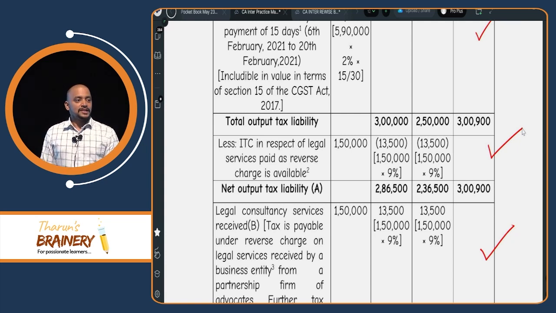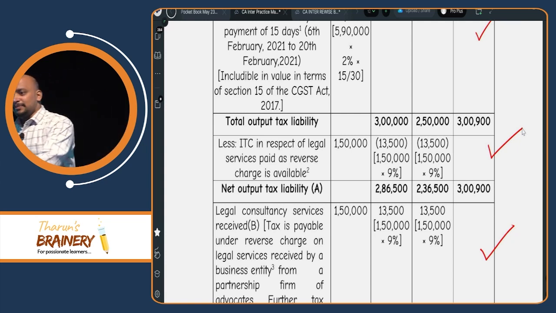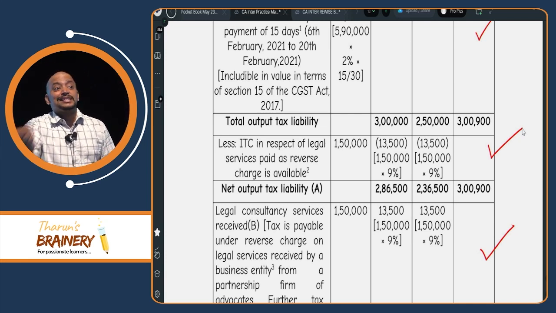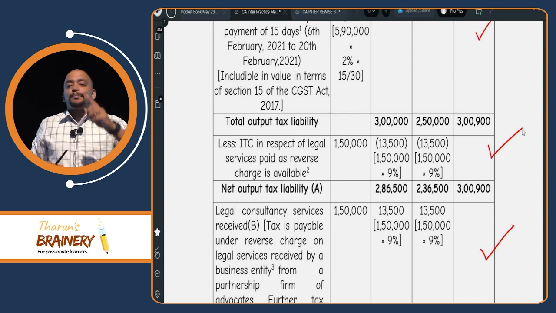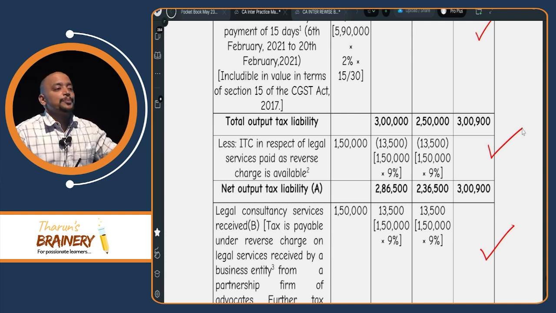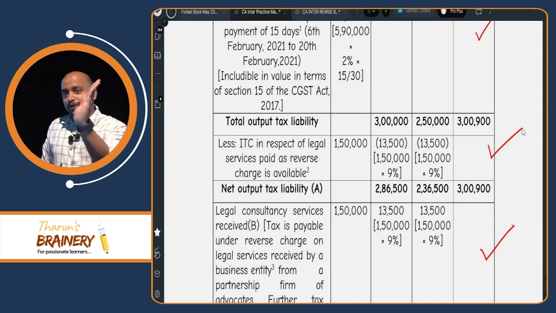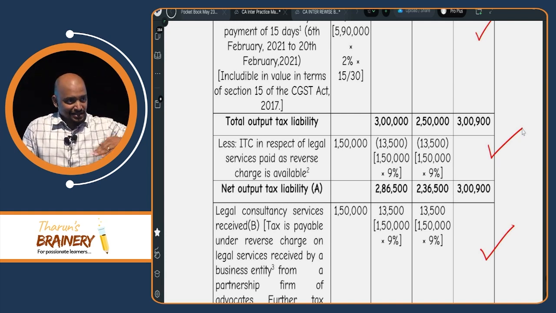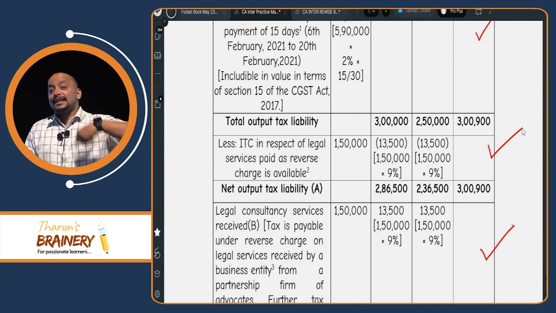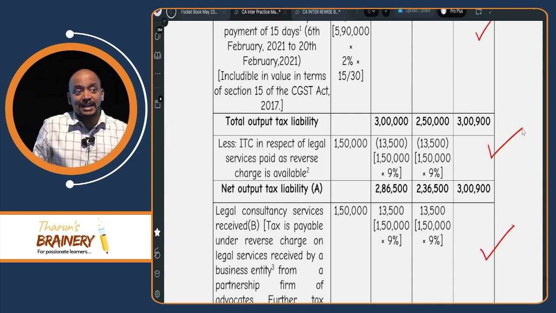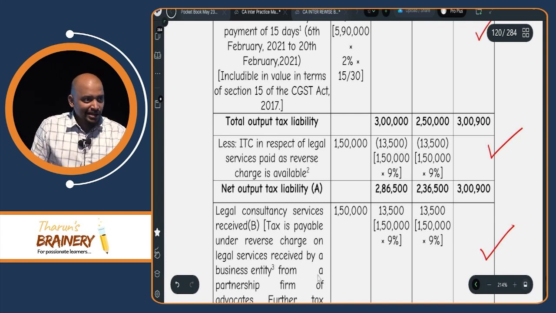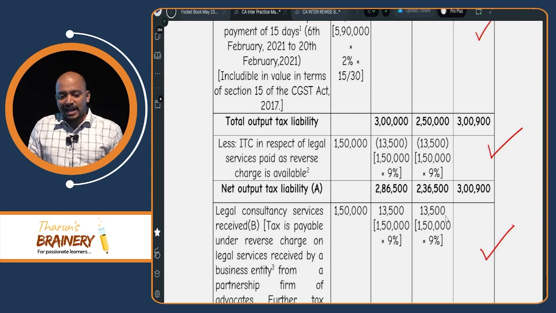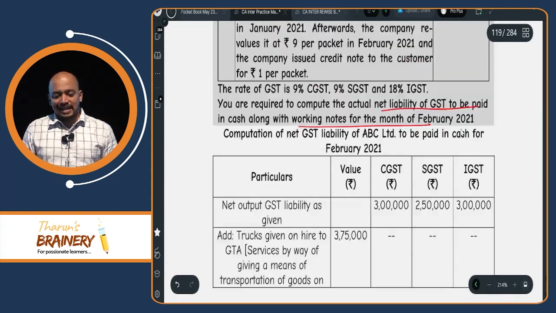Understood? Two adjustments. First, we need to add it to RCM liability. But add it to RCM liability after adjusting input tax credit, because for payment of GST under RCM, we cannot use the input tax credit. That's why we need to keep it separately in another statement. Whatever GST we paid under RCM, we can take as ITC, and that ITC will be adjusted against which liability? FCM liability. Okay? Understood? So this 13,500 we are now taking as ITC and adjusting against the liability.